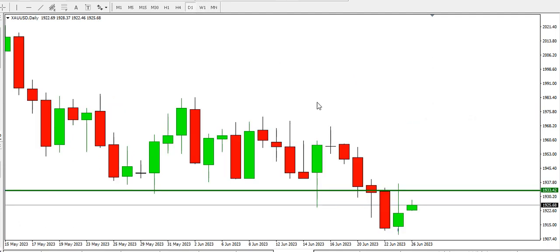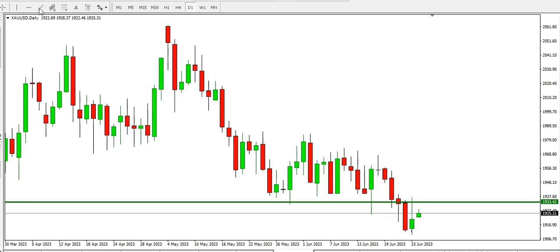On the daily time frame, we can see something like the development of a morning star candlestick pattern. It shows that price might likely go up to the 1933 before dropping, and that's if it's going to drop. But the overall trend is bearish.